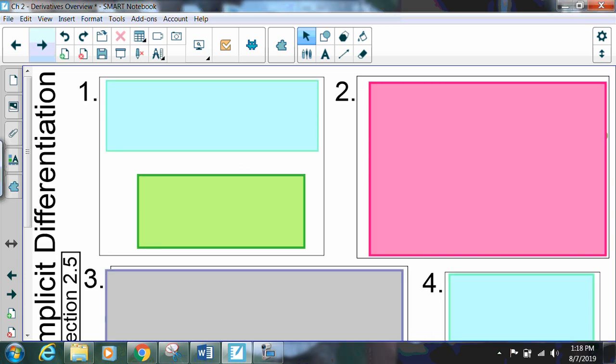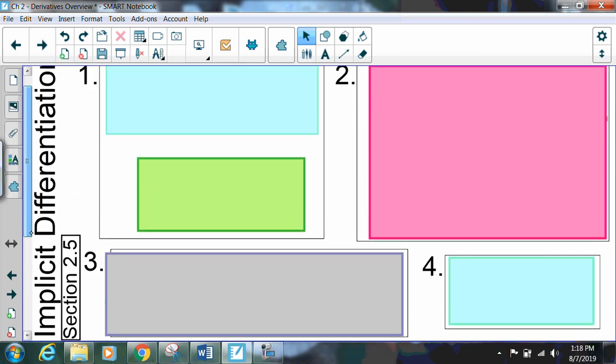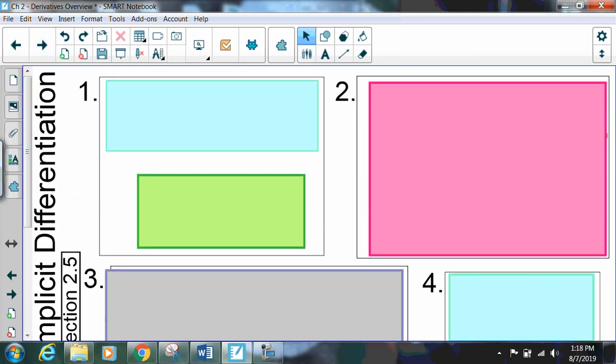Then we go to implicit differentiation. I'm not sure why my screen's kind of not showing all of it, but this is section 2.5. And why do we do implicit differentiation? Well, we have to learn about it before we can do related rates, right? So far we've been taking the derivative with respect to x, which is awesome, but then when you start taking the derivative with respect to something else, like time, when we do related rates, we need to know how to do implicit differentiation.